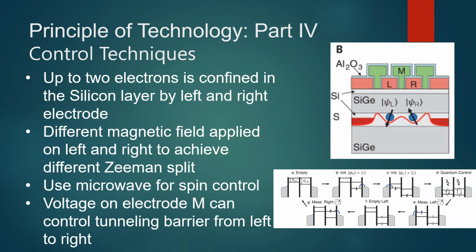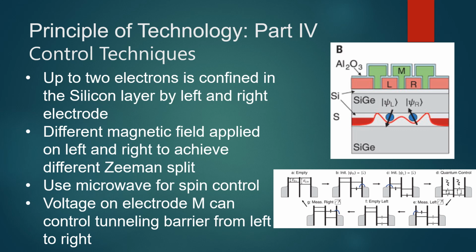Lastly, I want to talk about the control technique. After we get the final device, which is the picture on the upper right, it can trap up to 2 electrons in the silicon layer by the left and right electrodes. They can be changed to different voltages, and then a different magnetic field is applied on the left and right to achieve different Zeeman splitting. And then microwaves are used for spin control, and the voltage on the electrode can be changed to control the tunneling barrier from the left to the right.